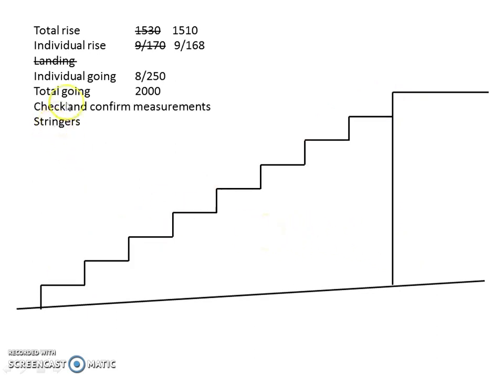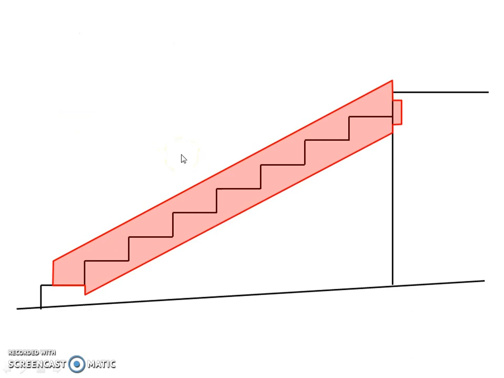Alright, so that's our basic 5 steps. We've worked out our rises first, we've worked out our goings, we've checked them all, and we've measured our stringers. And that is basically how a single flight of steps will look.